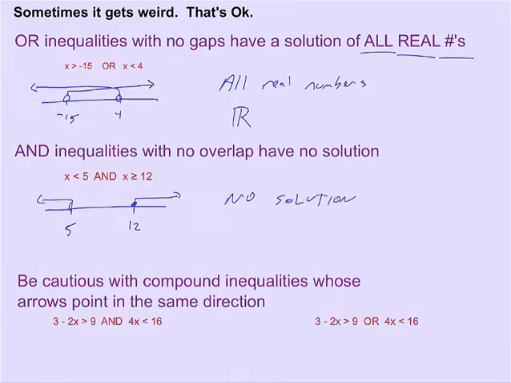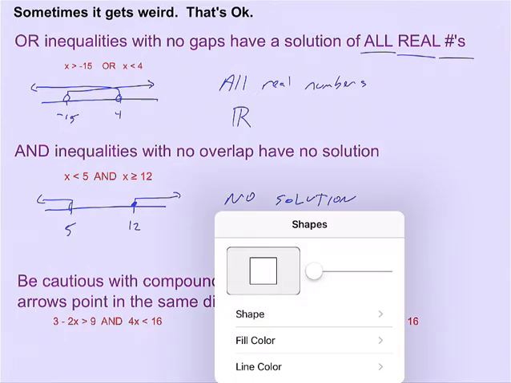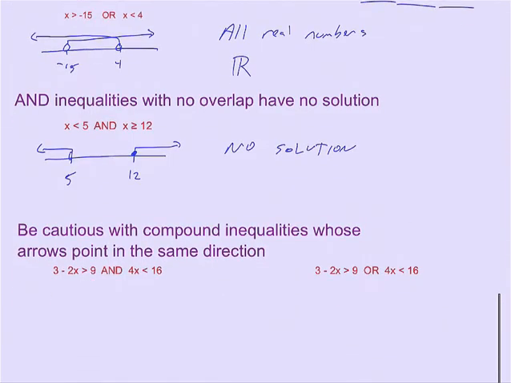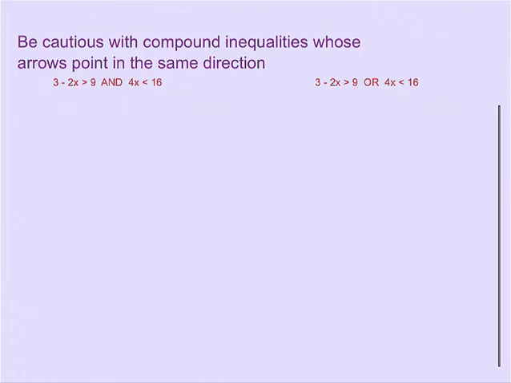Also, another exception you might see is that you might have a compound inequality that has arrows pointing in the same direction, which is different from the examples we've seen so far. So if we look at these two examples here, 3 minus 2x is greater than 9, and 4x is less than 16. Unlike some of the other examples here, this one needs a little bit of work. We need to actually solve this inequality.